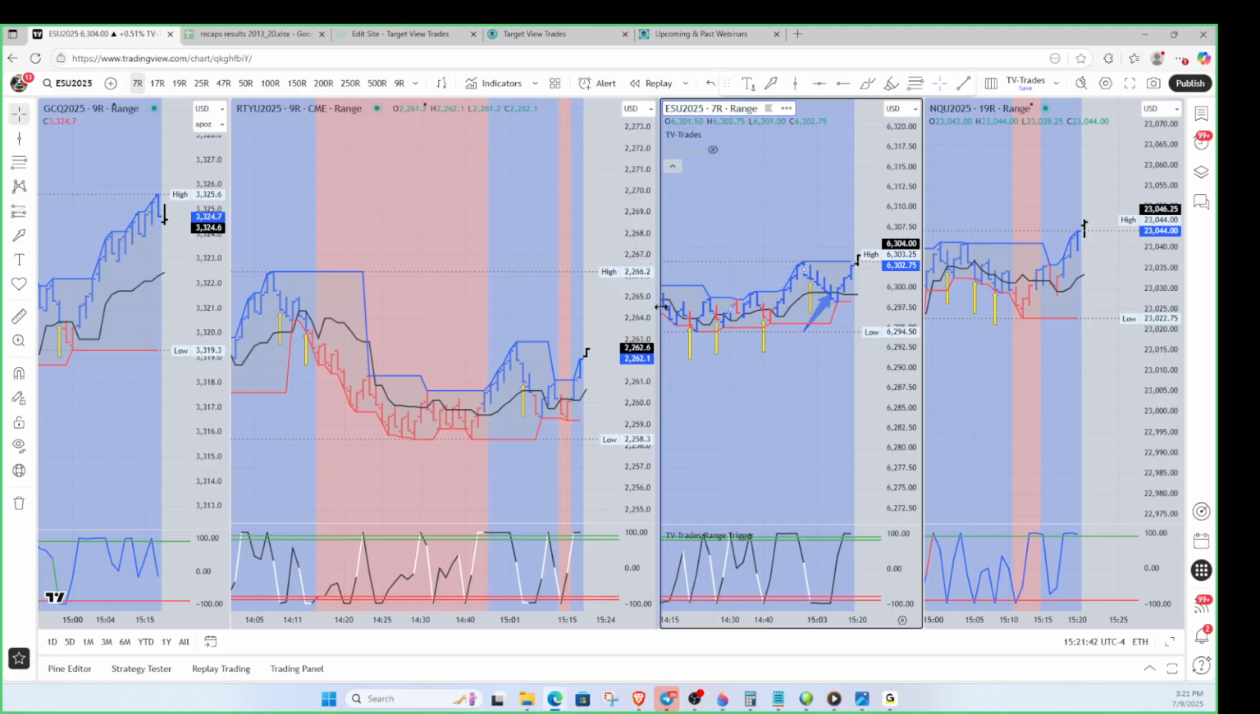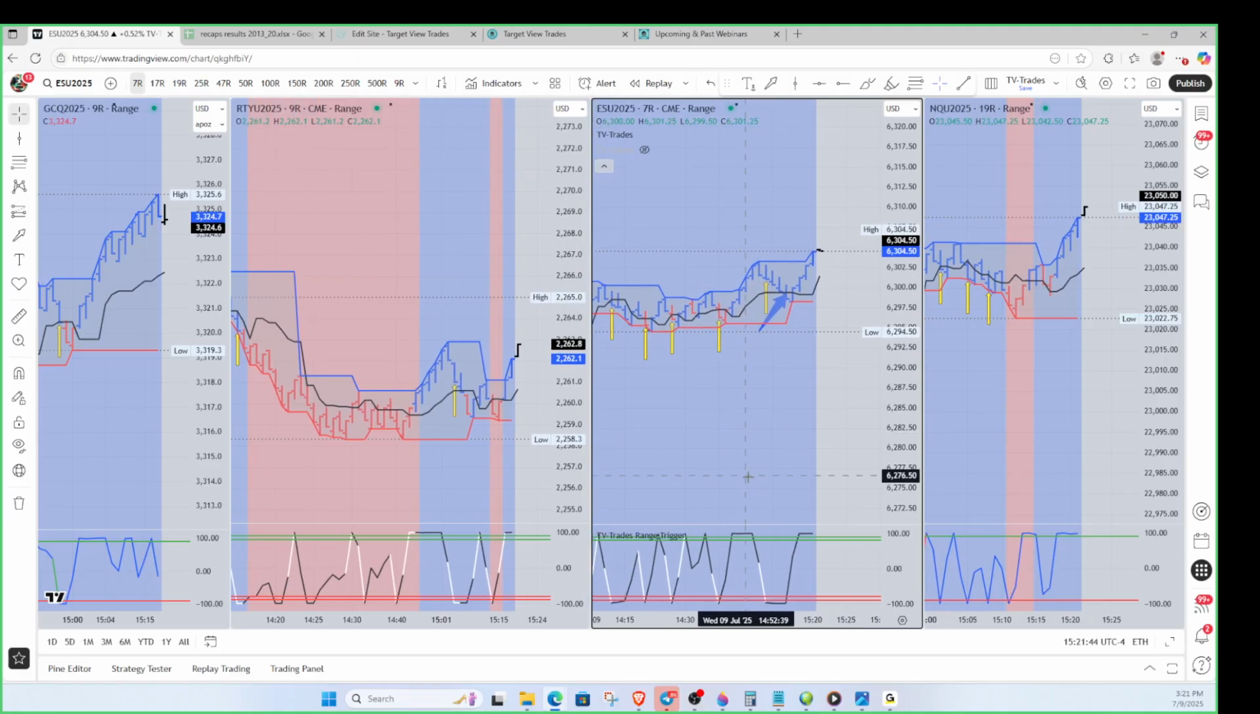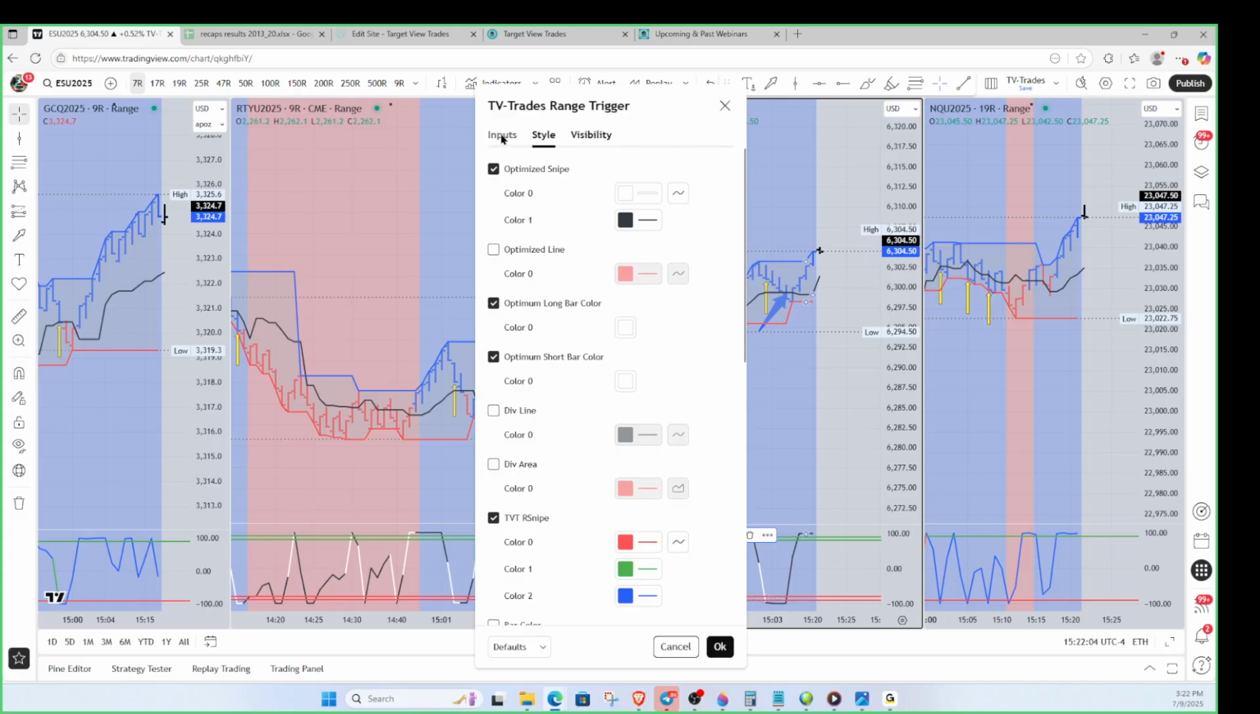Alright, so this is all you're looking for. Blue background, you're looking for longs. Red background, you're looking for shorts. You know, if you have an overall bias, if you're thinking you only want to take long trades, that's fine. Then just take long trades.